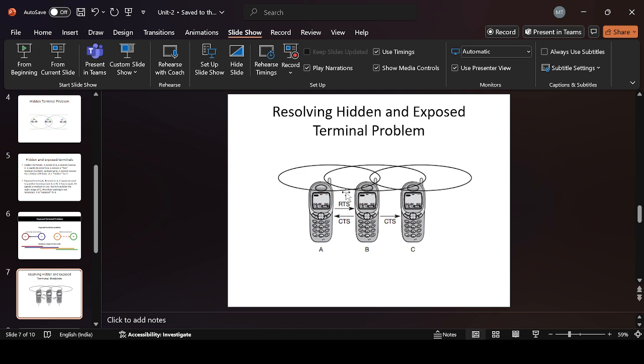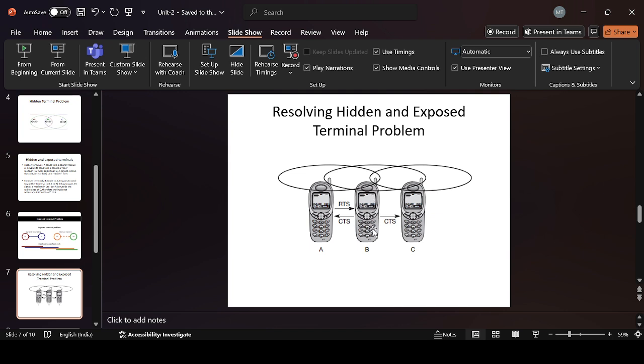It will sense the medium. If the medium is free, A will send one RTS signal to B. This RTS is request to send. This signal will have the destination address as B plus the time duration it is going to take for transmission. Now, when B receives this RTS, B will understand that the transmission is intended for B, and so it will send a clear to send signal.